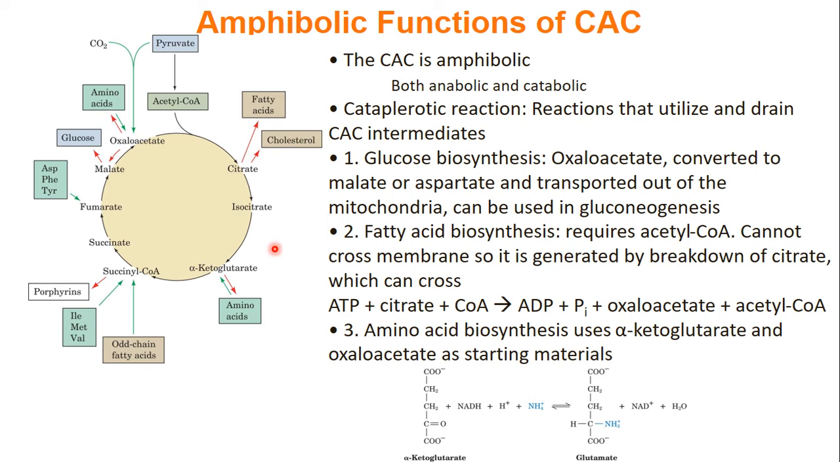Lastly, we can make amino acids, and we have either alpha-ketoglutarate or oxaloacetate that makes this for us. And here's just an example of an alpha-ketoglutarate reaction that makes us an amino acid. So alpha-ketoglutarate plus NADH plus NH4 will make glutamate for us.